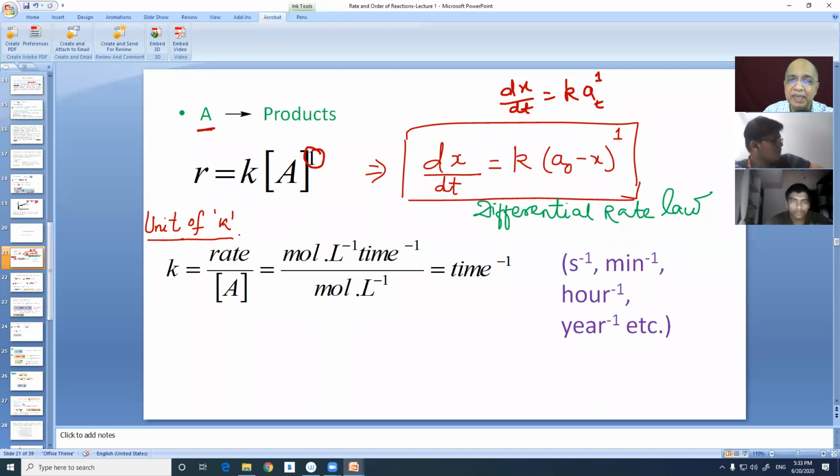Now, what is the unit of K? For the first order reaction, K is equal to rate divided by concentration to the power 1, which means concentration. Rate is always moles per liter per time for every order, and only one concentration is there, moles per liter. So molarity gets cancelled. We are left only with time inverse, either second inverse, minute inverse, hour inverse or year inverse. So any time inverse is the unit of the rate constant for the first order reaction, right? Are you listening to me?